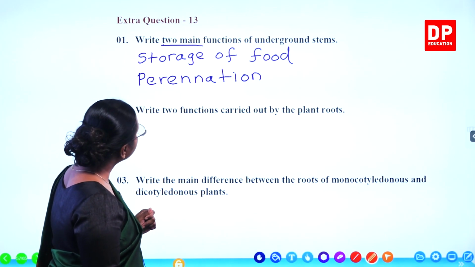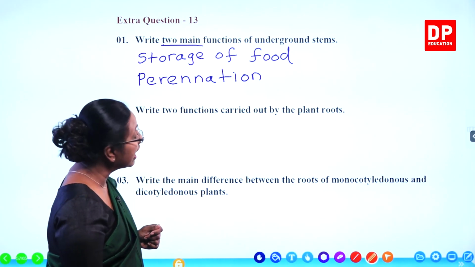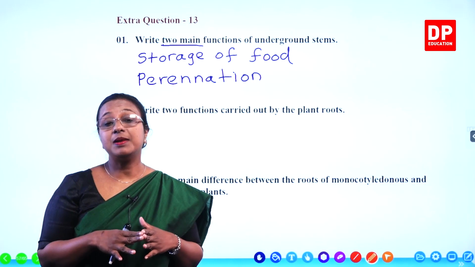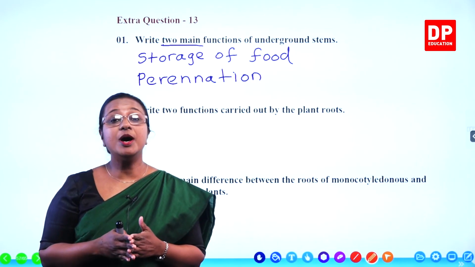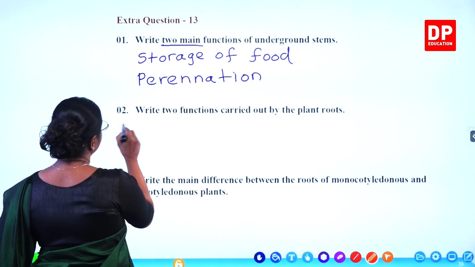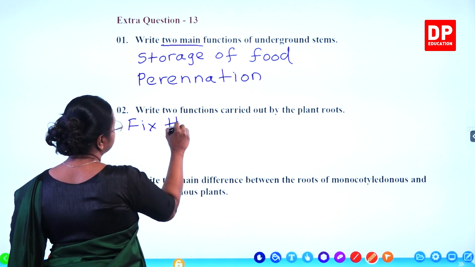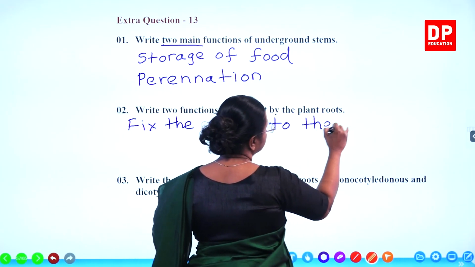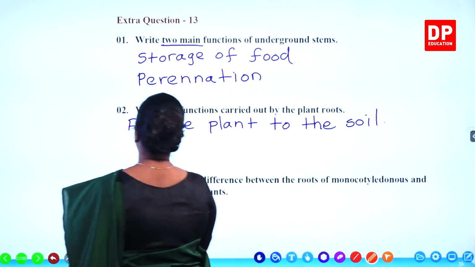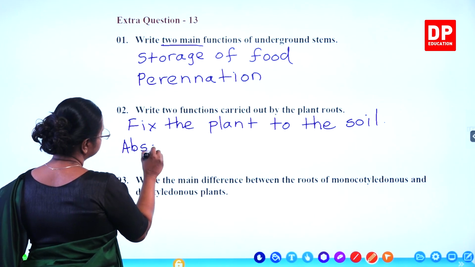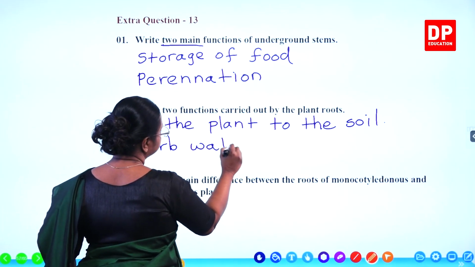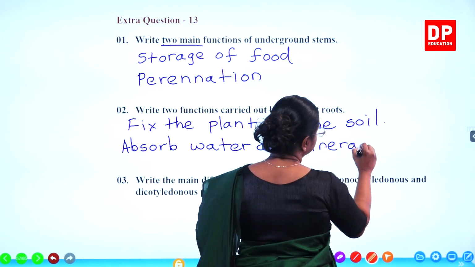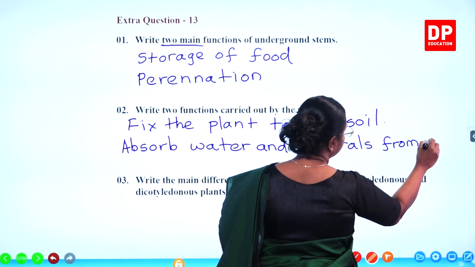Then the next one, write two functions carried out by the plant roots. What are two functions carried out by the plant roots? Fix the plant to the soil and absorb water and minerals. So you know the functions. Fix the plant to the soil. Absorb water and minerals from soil.